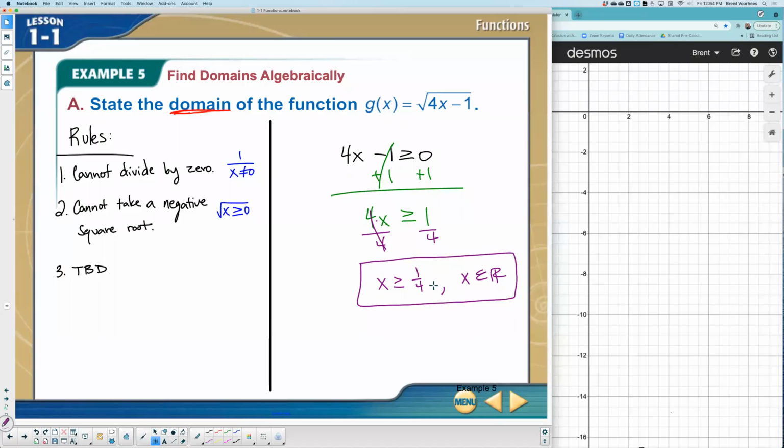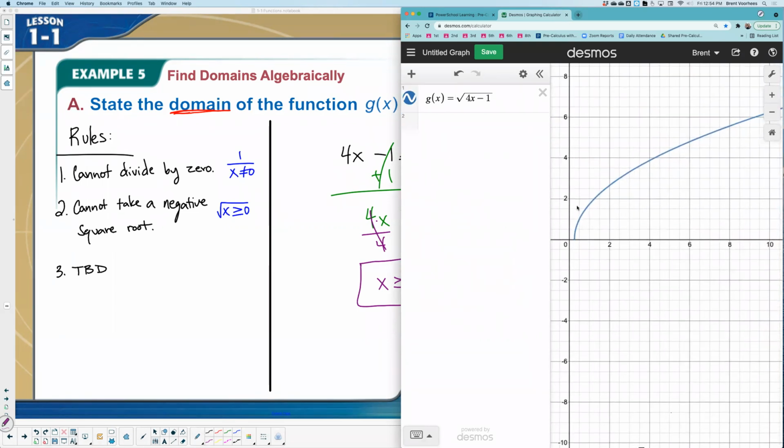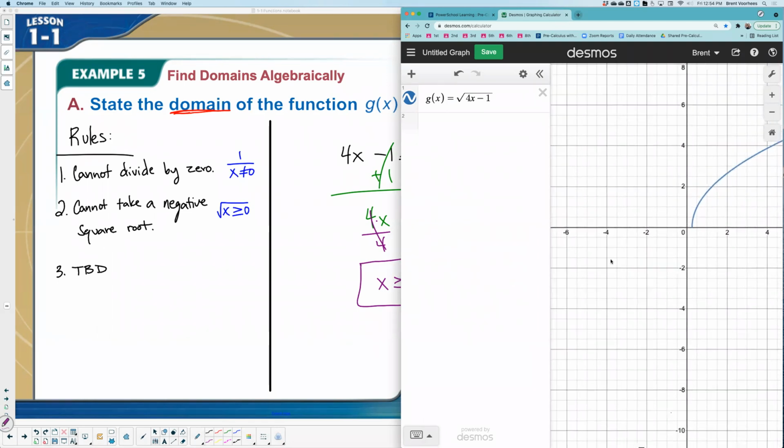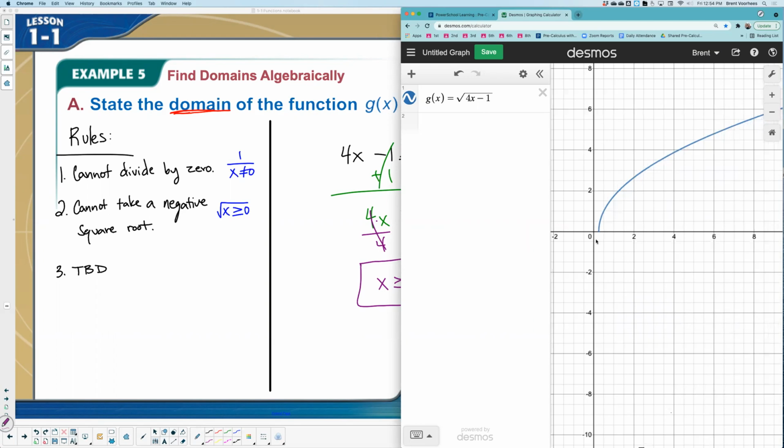Let's look at a picture of the graph and see if this is right. So I'm going to take this equation, g of x, and graph it. g of x equals the square root of 4x minus 1. Now I want you to look at this picture. Remember, domain means left and right, x values. Does the domain go forever to the left? Do you see the graph on the left side of the y-axis? Yes or no? Is the graph going forever to the left? No. It is going forever, though, towards the right.